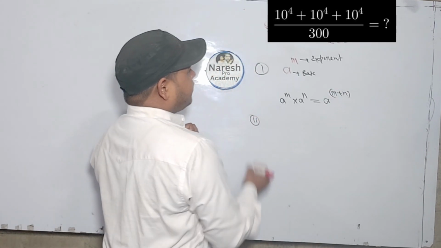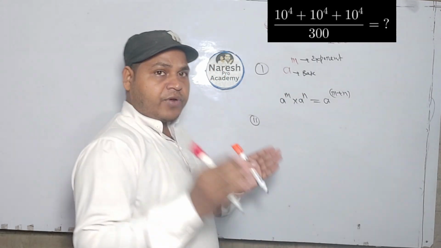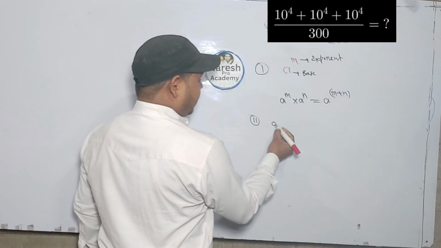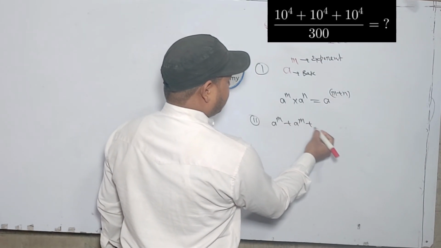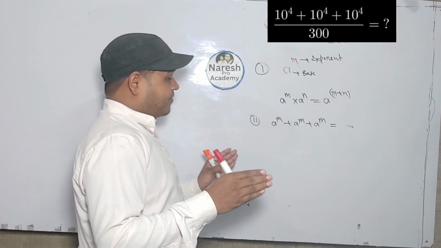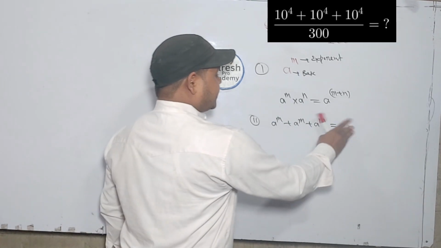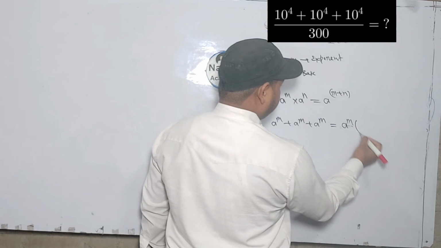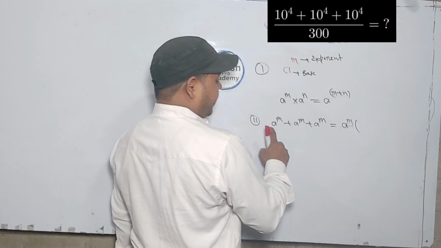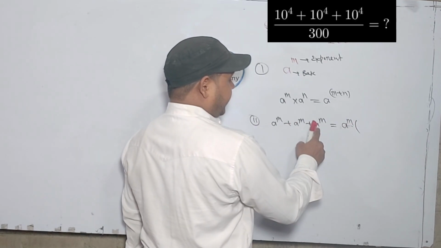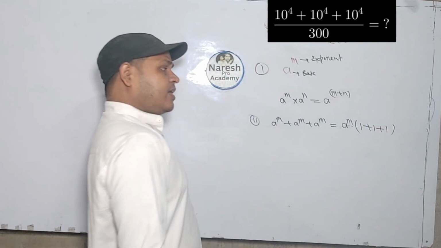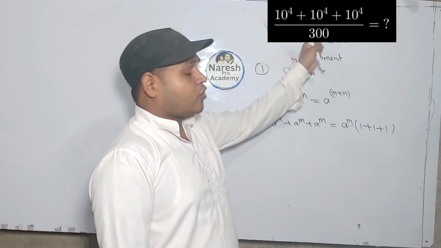And the second concept which is useful in solving this question is that if you write the same expression added up, that means a to the power m plus a to the power m plus a to the power m, this type of expression can be written in simplified form by taking the common factor. Here a to the power m is the same, so it comes out, and here a to the power m comes out, and here a to the power m comes out. That means 1 plus 1 plus 1 is remaining. This is the very simple concept which is also useful to solve this question.